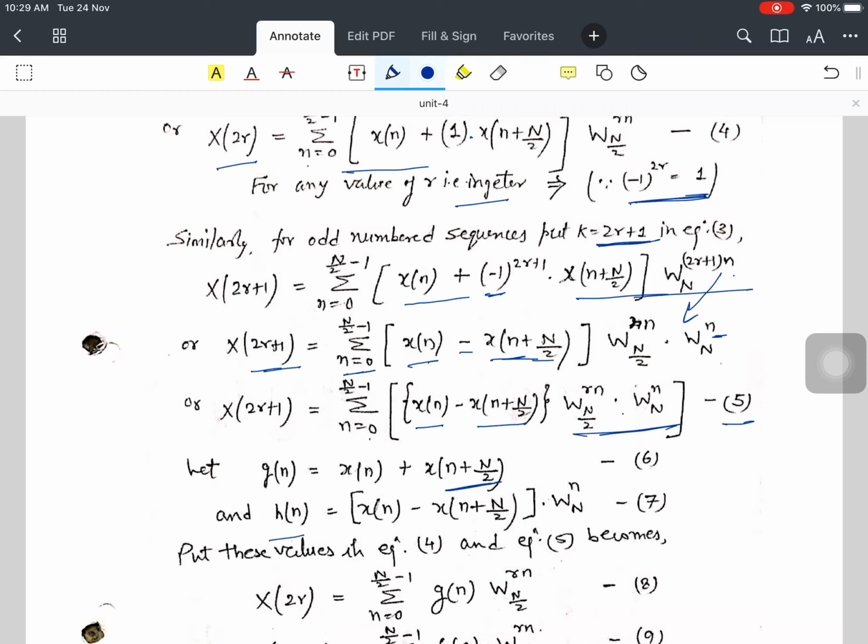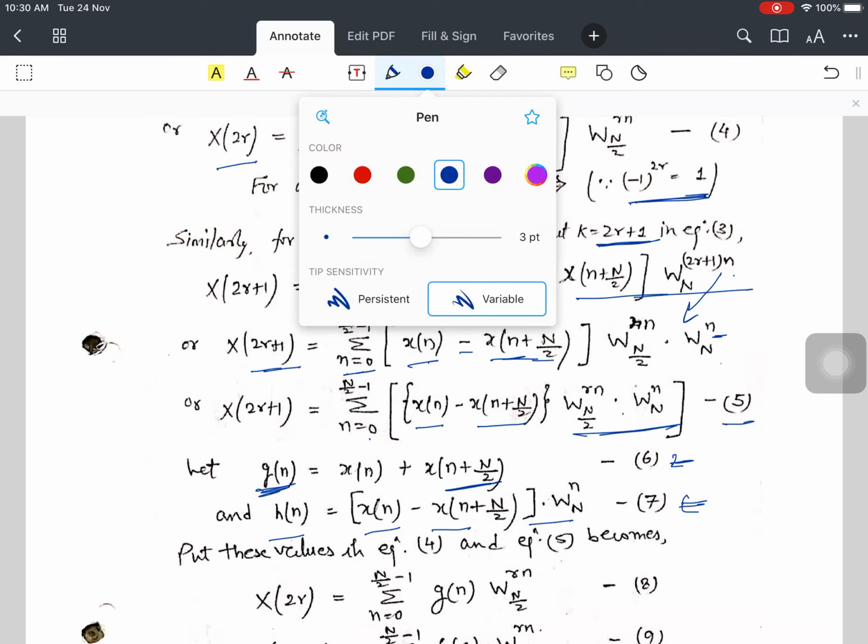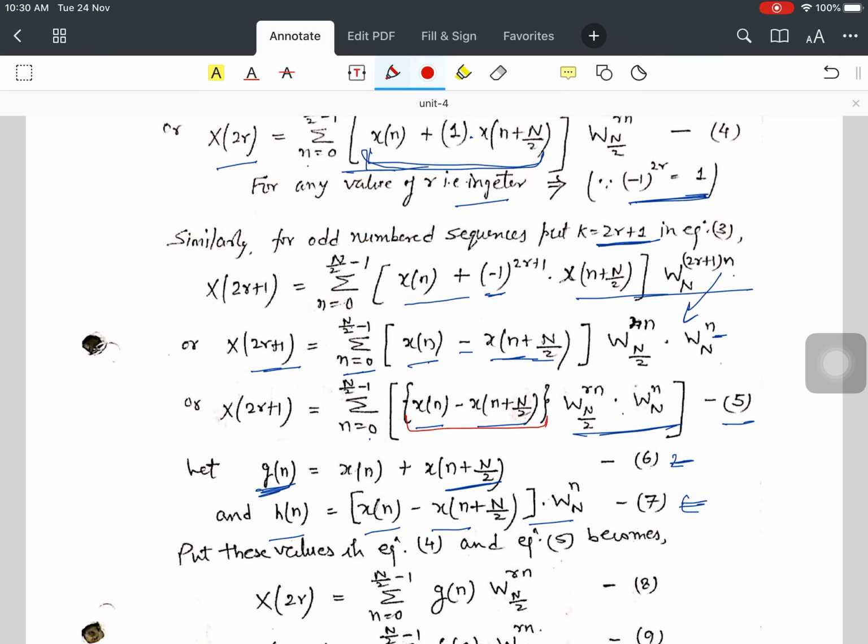and h[n] equal to (x[n] minus x[n + N/2]) into W_N^n. So, we have this equation 6 and 7. Okay. We have assumed this, that is the form of this. So, just put this 6 and 7 in equation number 4 and 5, because from here you can see this is the value of what you have considered, that is the g[n], and in this equation this is the value of h[n], what you have considered over here.